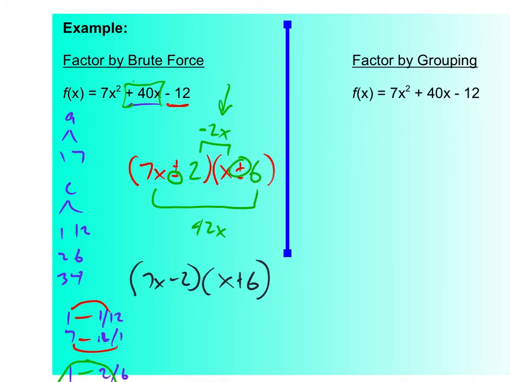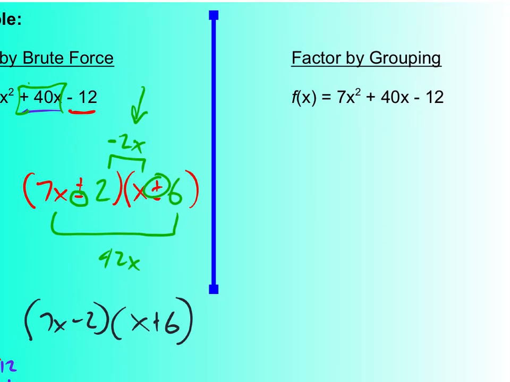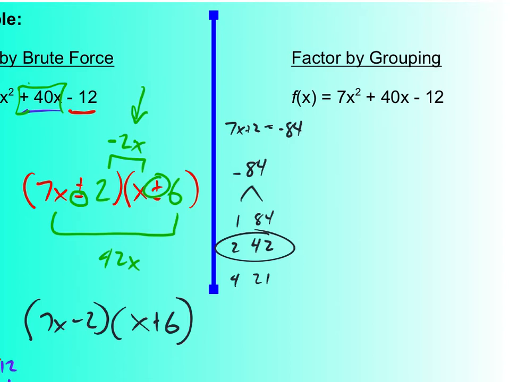Now, if we did this by grouping over on the right side, again, the process for grouping here is to get a times c, which in this case is actually 7 times negative 12 or negative 84. So what we need to do with that negative 84 is look at what are the factors of negative 84, which would be 1 and 84, or one of those is negative. 2 and 42. Well, the 2 and 42 is already a bit of a telltale sign for us. We could use 4 and 21, and so on. But what we know here is that 2 and 42, if we make one of them negative, we can get them to add up to 40, which is, again, the goal of grouping.